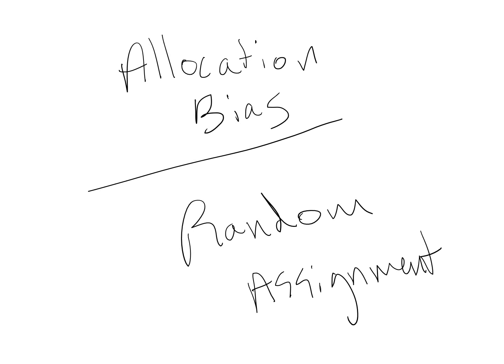Allocation bias is minimized by randomly assigning participants to the treatment or control group. Random assignment is designed to make the treatment and control groups equal on all potentially confounding variables, so that if a difference is found between groups for the outcome, researchers can be confident the difference is the result of the treatment and not confounding variables.